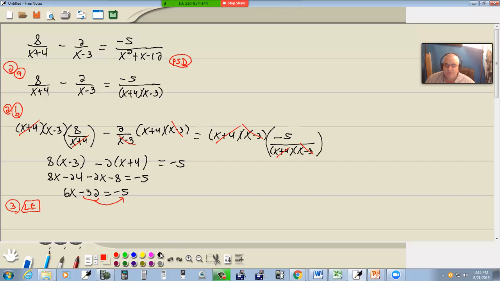So I'll take negative 32 over. Then we got 6x is equal to negative 5 plus 32. Negative 5 plus 32 is 27. Then our last step for solving a linear equation is to divide both sides by the number in front of your x, which is 6. And 27 and 6 are both divisible by 3. That gives me 9/2.